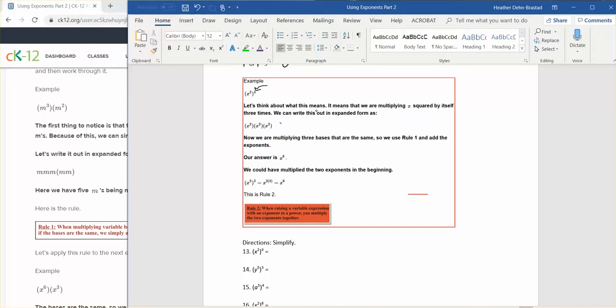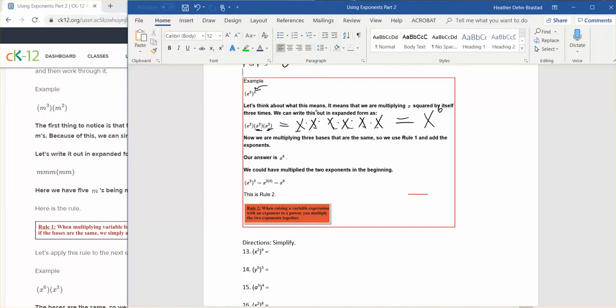But x to the 2nd is equal to x times x. And then we have another one of those, so another x times x. And then we have another one, so another x times x. If we count up 1, 2, 3, 4, 5, 6, we have 6 x's. So that's x to the 6th power. We're repeatedly multiplying the base of x 6 times.